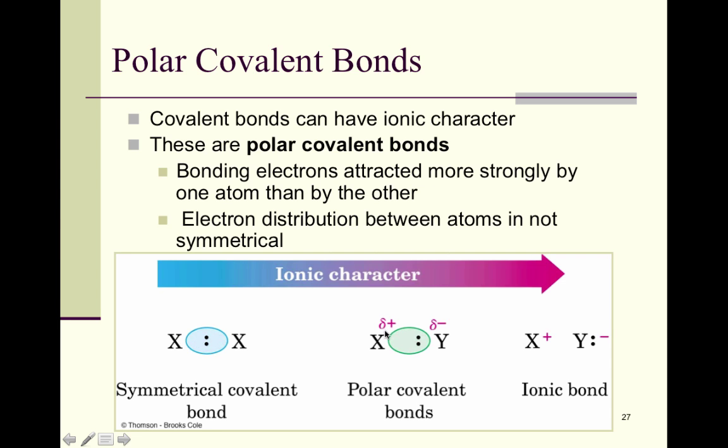This symbol here is the lowercase Greek letter delta. It's almost like a lowercase d that's been kind of swirly. It's showing that there is a bit of positive character on this atom specifically, whereas this one labeled Y has more negative character. So this molecule itself is a polar molecule. It has a positive end and a negative end. Now the molecule itself carries no overall charge. It's just that one end is more negative and one is more positive.